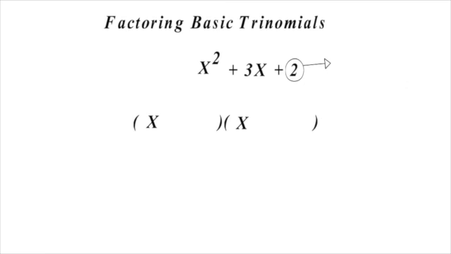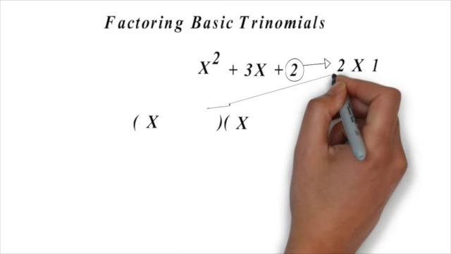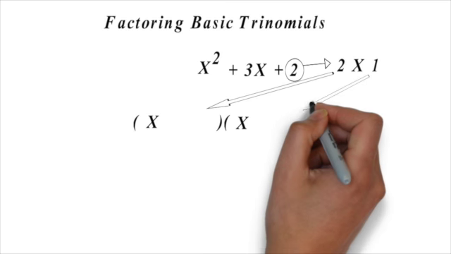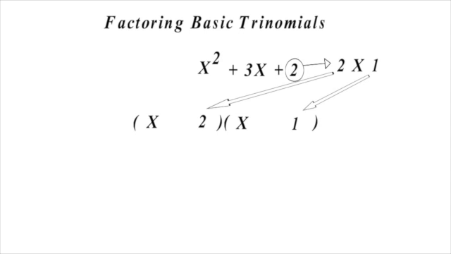With this third term, you have to look at its possible factors. In this case of 2, our only possible factors are 2 times 1. Therefore, these are the two numbers we are going to put into our parentheses since we have no other choices to go off of. So once we put the 2 and 1 into the respective parentheses, we have to decide on the signs. This can be the most difficult part of factoring for students.